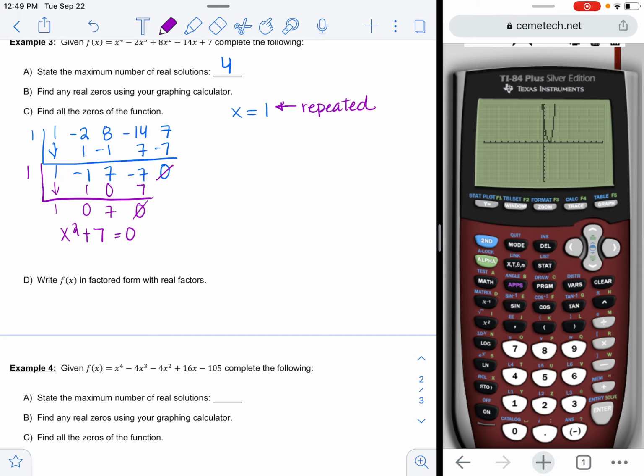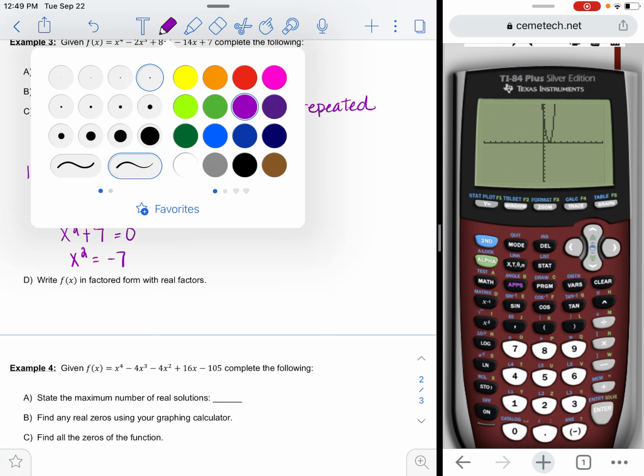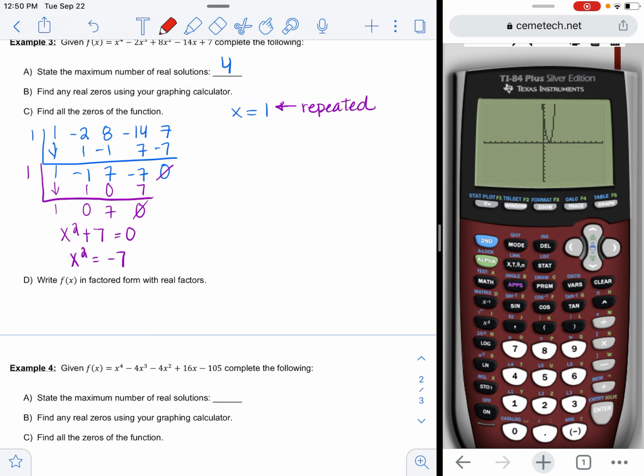Now this is a quadratic that's not factorable, but it is solvable. I'm going to subtract 7 from both sides. And now I can square root to solve.